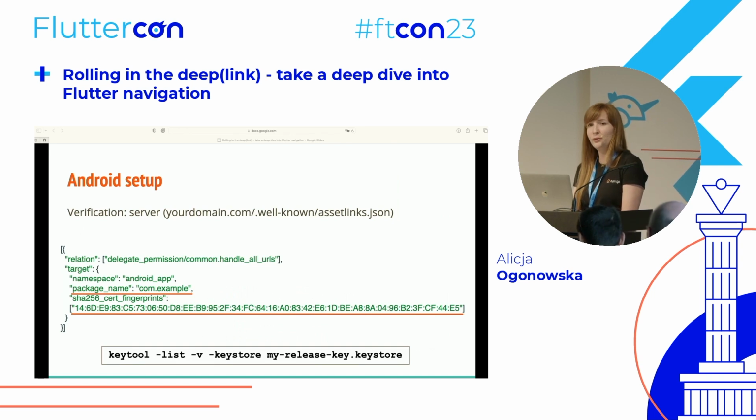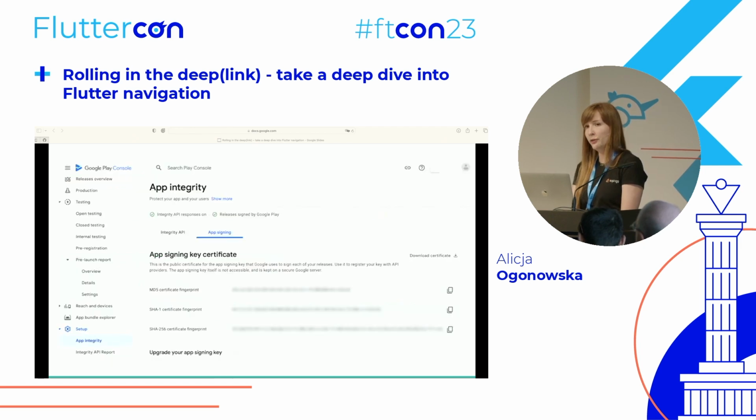And then when it comes to verification on the server, you need to host a special asset links JSON file in your well-known folder. Basically, it just looks like this. You only need to change the package name to your application ID and then provide the fingerprint. If you are signing the app yourself using your keystore, then you can just use the keytool to generate that. Or if you are using Google Play signing, then you have to find it in the console.